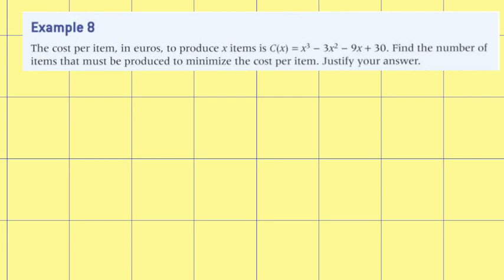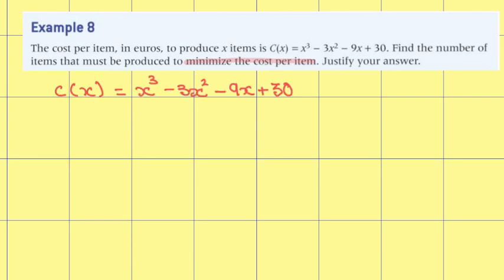The cost per item in euros to produce x items is C of x equals x cubed minus 3x squared minus 9x plus 30. Find the number of items that must be produced to minimize the cost per item. Justify your answer. In this question, we want to minimize the cost of production. From previous calculus problems, we know that to find the minimum, we need to differentiate our problem.